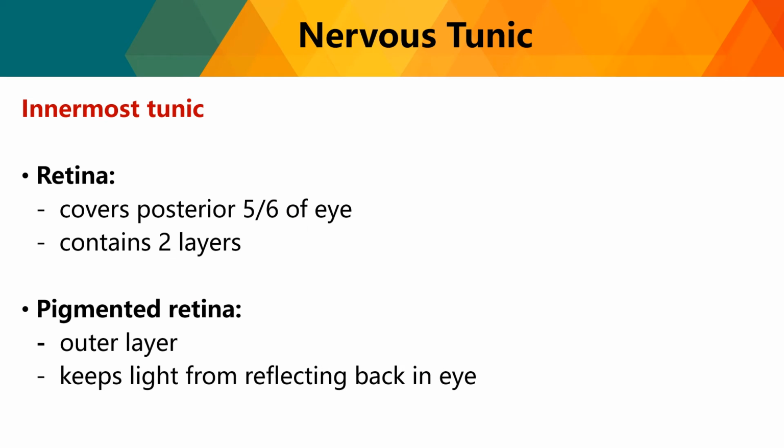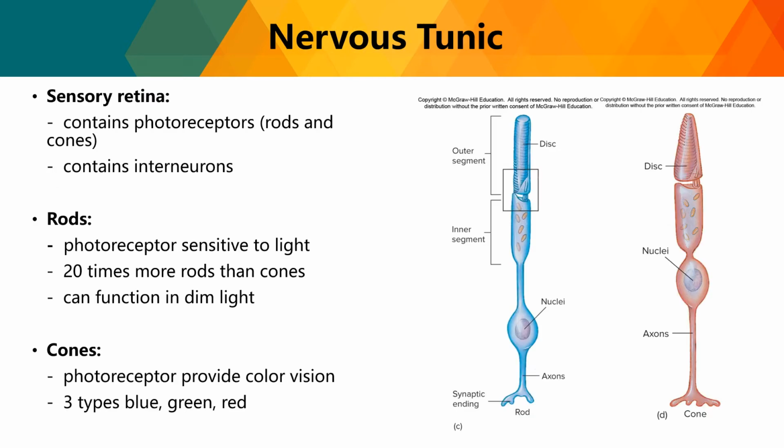So last, you have the nervous tunic, which is the innermost tunic. It has the retina. It covers posterior 5/6 of your eye, and it contains two layers. So you have the pigmented retina, which is the outer layer. It keeps light from reflecting back in the eye. And then you have your sensory retina, which contains the photoreceptors you call the rods and the cones. So they also contain the interneurons.